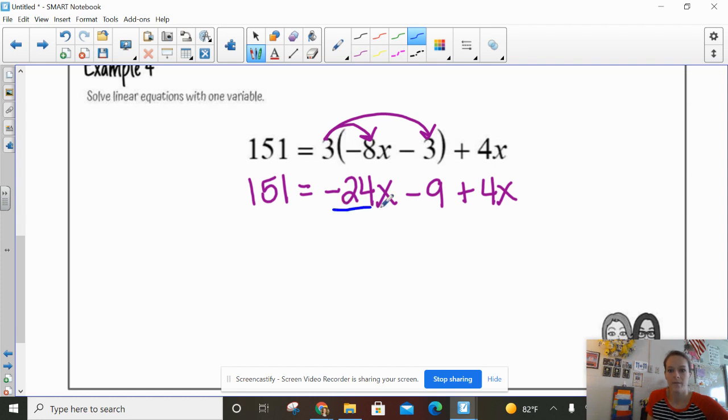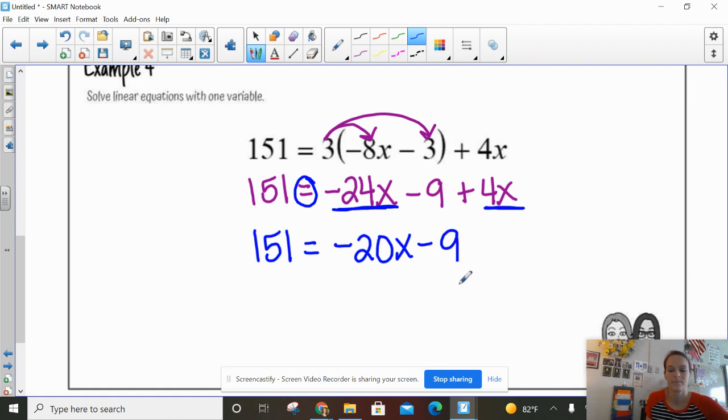All right, now I have these two terms on the same side. So when I say same side, I'm looking at this equal sign. If they're on the same side, you need to combine them. So this will be negative 24x plus 4x is negative 20x. And then I'm going to bring down minus 9. Okay, so all I did here was combine negative 24x plus 4x to get that negative 20x.